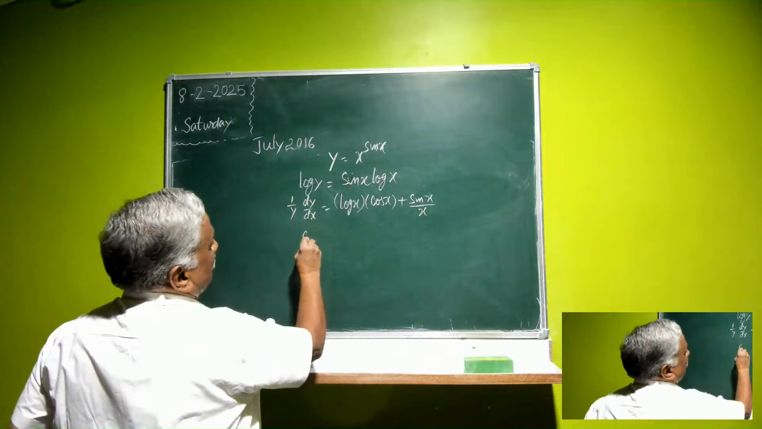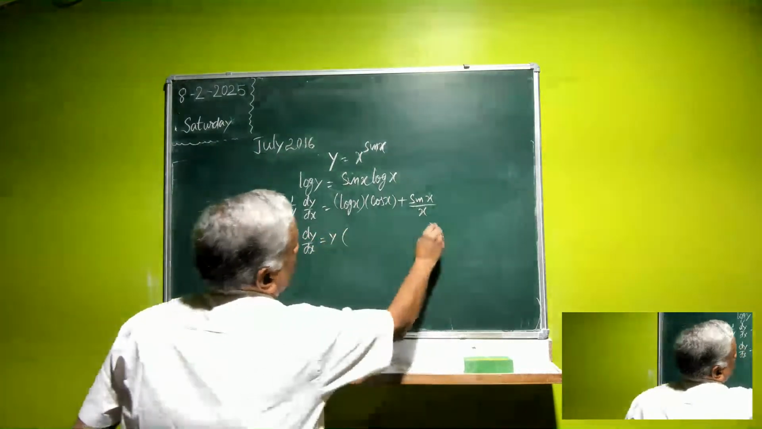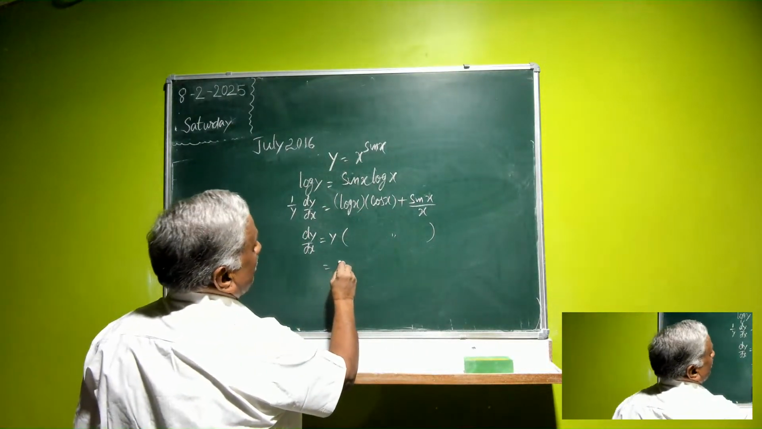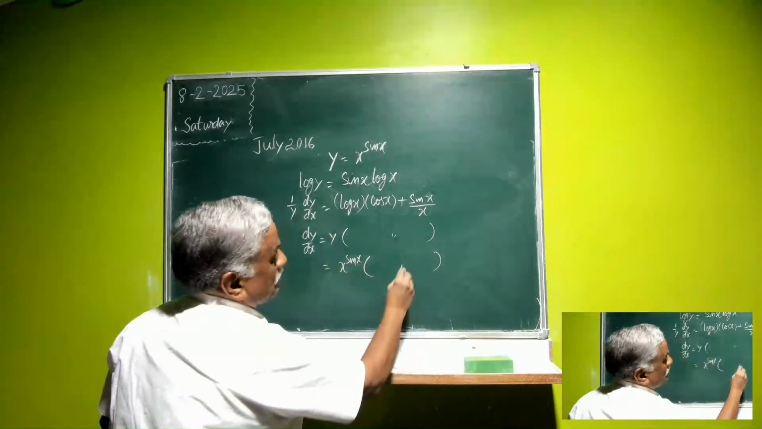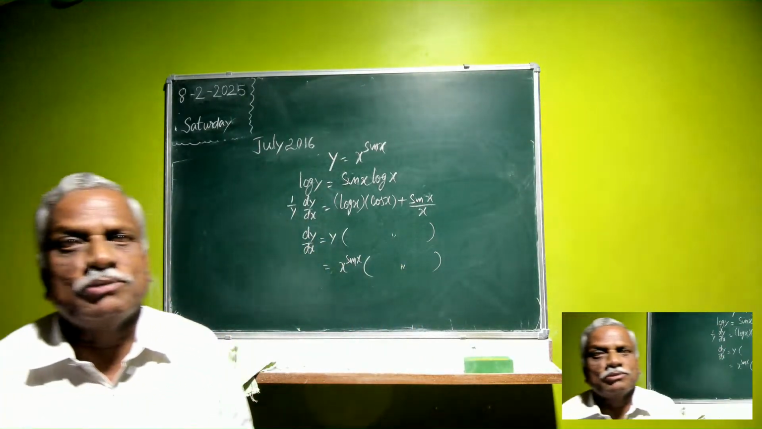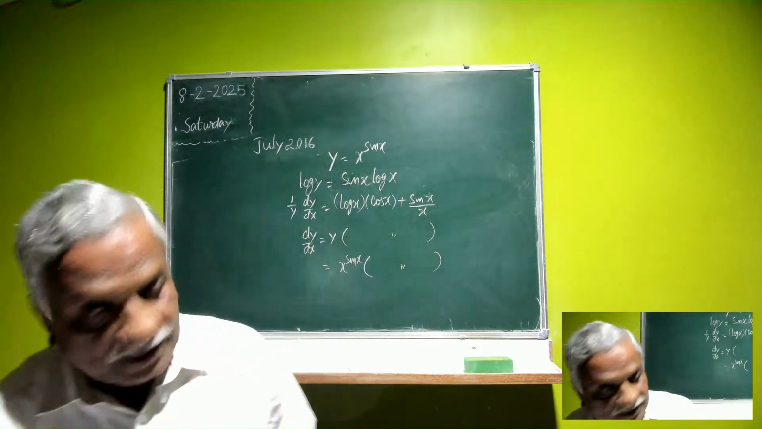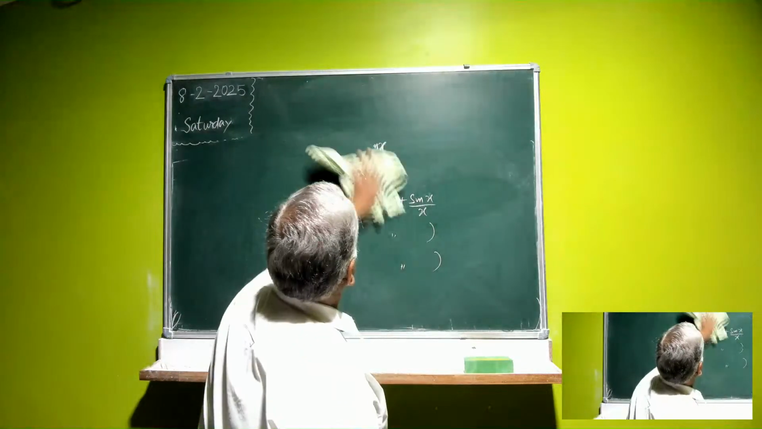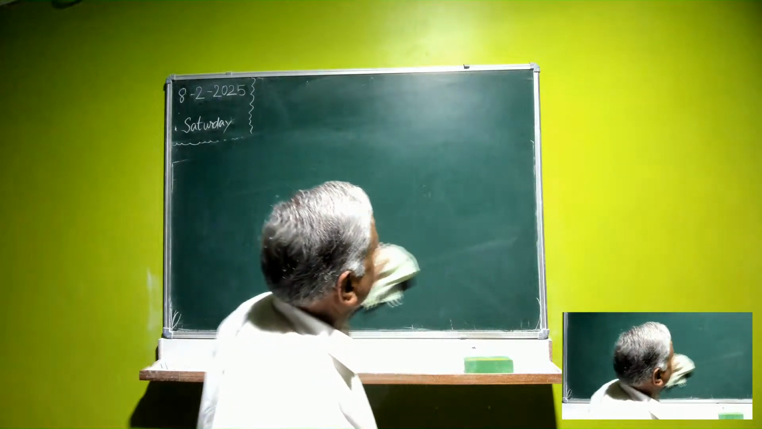So what is our answer? dy by dx is equal to y into this expression. What is y? x to the power of sin x into the entire expression you write as. I'm rushing through because these problems are very simple. Let's go to March 2017. March 2017, we are working problems of 2 marks.